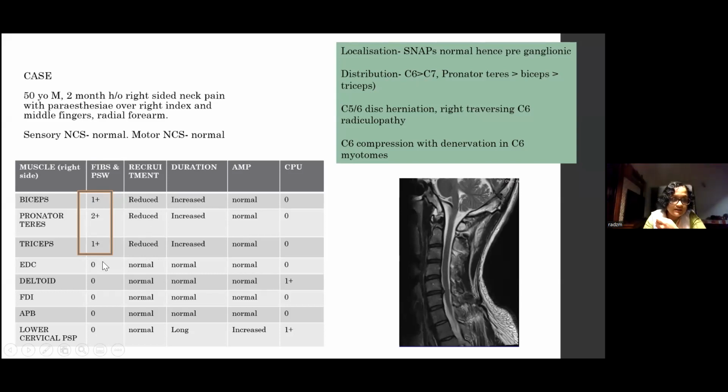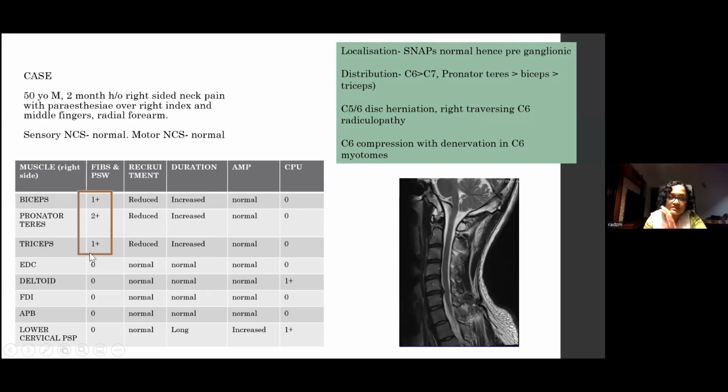Now suppose the EDC, extensor digitorum communis, the extensor forearm muscles had also significant denervation, then it would be more C7, because EDC doesn't have hardly any C6. So that's how you eliminate these things. And you see the distribution is more in C6 than C7 because pronator teres is affected more than biceps, which is affected more than triceps. And you have a C5, C6 herniation with traversing C6 radiculopathy. And you have shown most of your denervation is in the C6 myotomes.